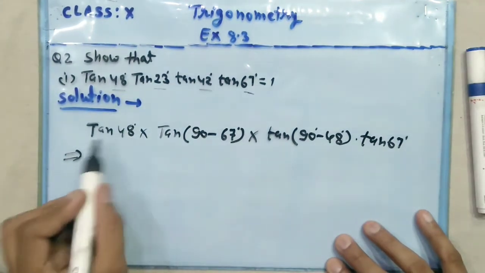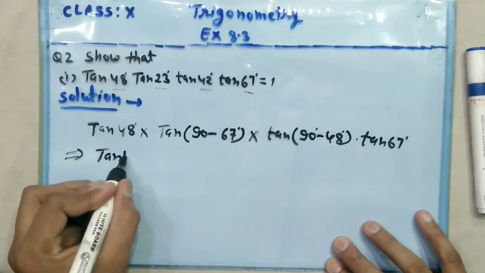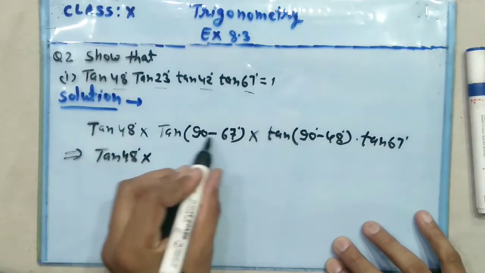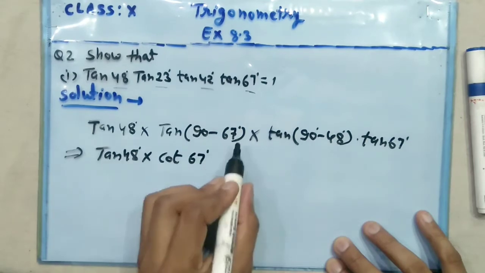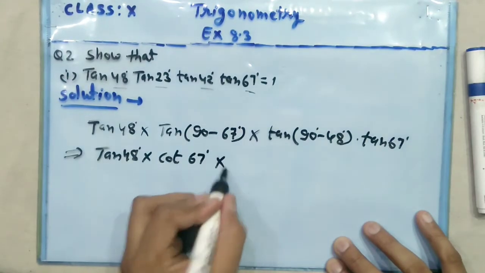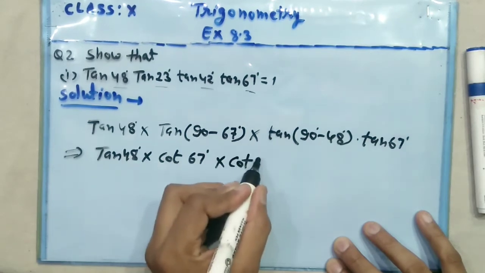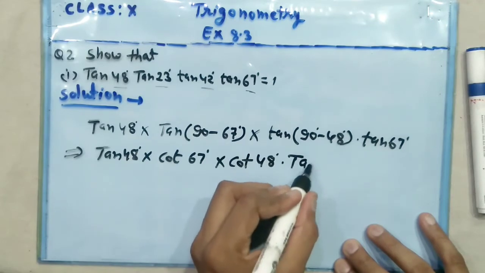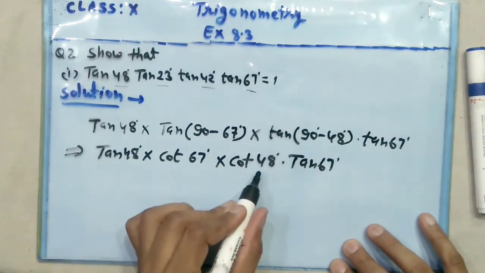So let us see what comes. Tan 48 as it is, and tan 90 minus theta is cot theta, so it will be cot 67 into cot 48 degree into tan 67 degree. Now you can just see the things.